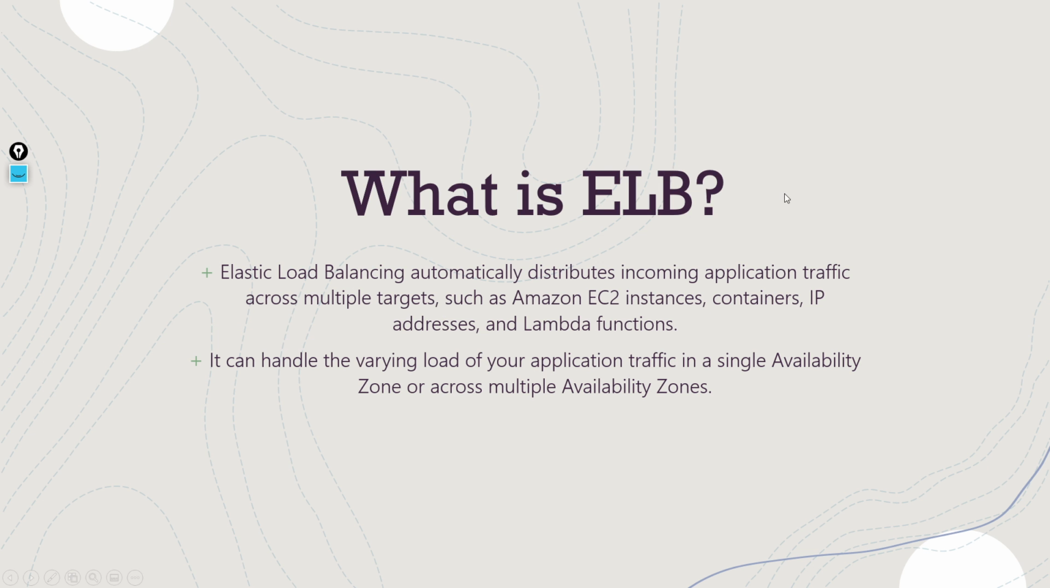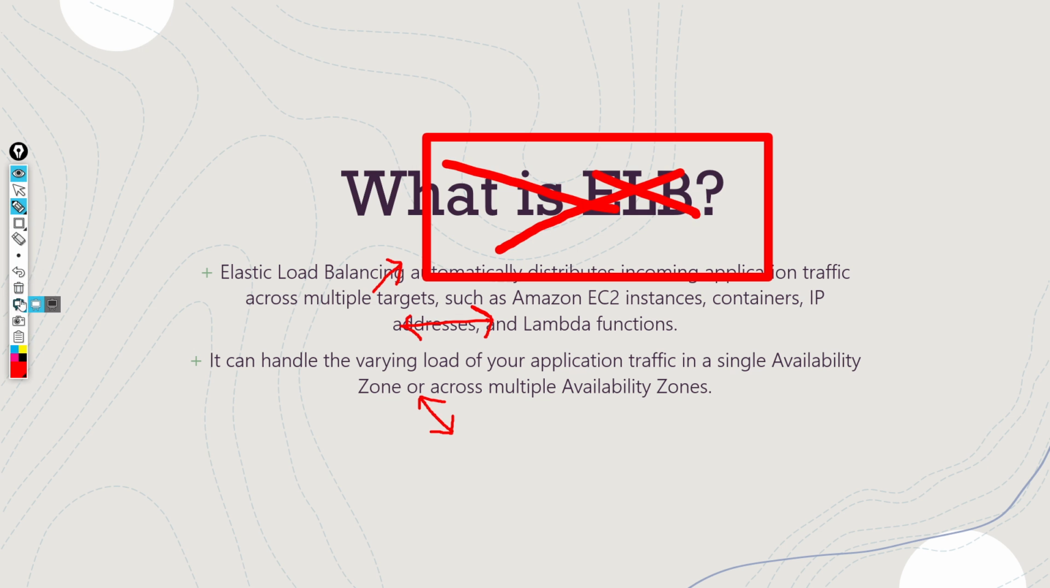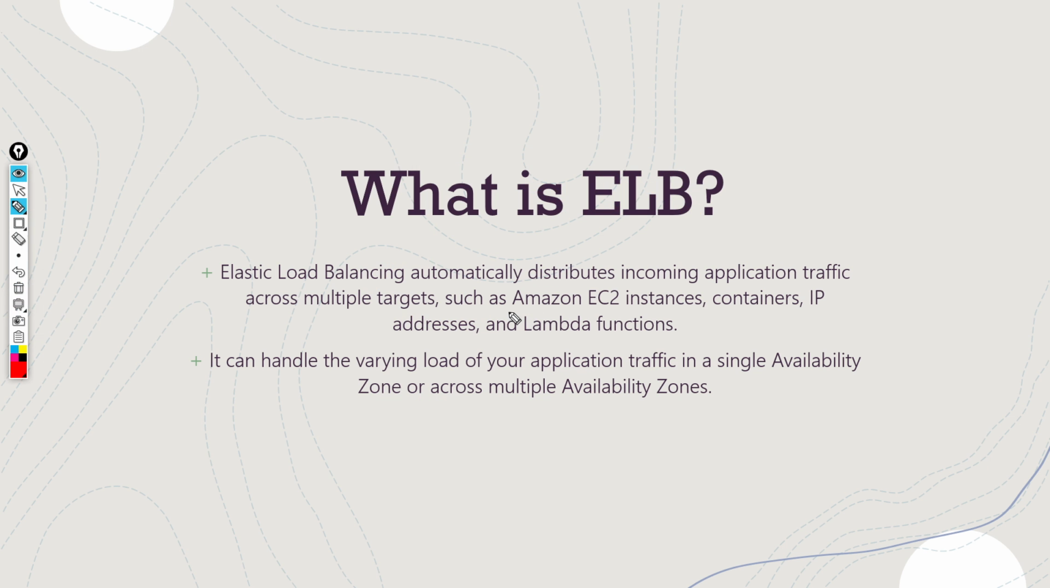So what is elastic load balancer? Elastic load balancer is Amazon's flavor of load balancing. It is used for the load balancing of services that AWS provides. For example, EC2, containers, IP addresses, and Lambda functions. So we can have multiple EC2 instances, multiple containers running, multiple IP addresses, or multiple Lambda functions. We just want the load to be balanced between these.